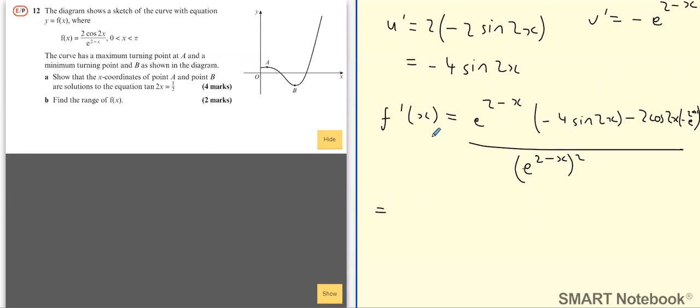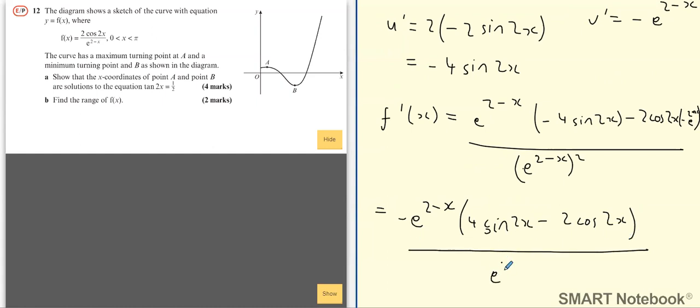Now, if I just sort the numerator out, if I write that slightly better, if I factorize e to the 2 minus x out, I get 4 sine 2x. This minus and a minus make a plus. And so I'm going to have a minus 2 cos 2x in my numerator, all over e to the 2 minus x squared.